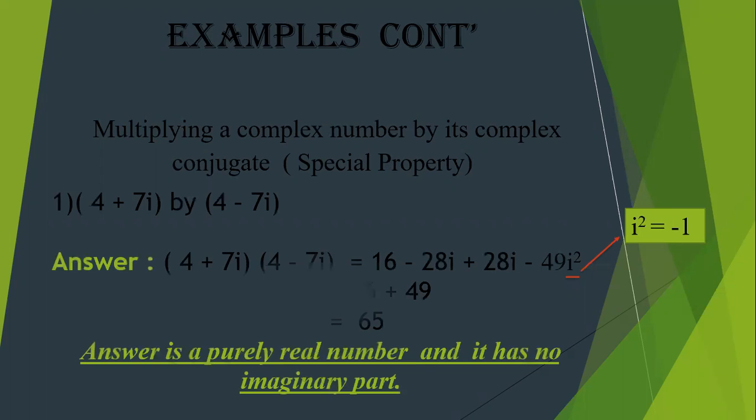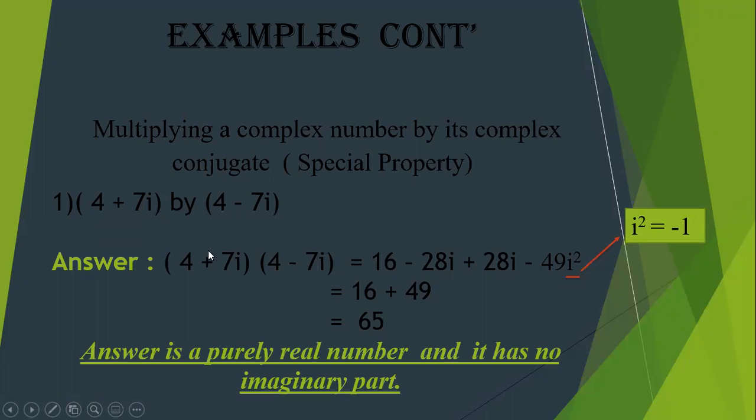Pause the video. Take a look at the examples before. Refresh your memory. Go through them again. And let's continue. Multiplying a complex conjugate by its complex number. This is a special property. Now, if my complex number is 4 plus 7i, what is my complex conjugate? My complex conjugate is 4 minus 7i.